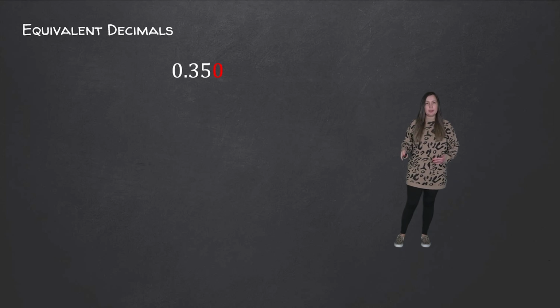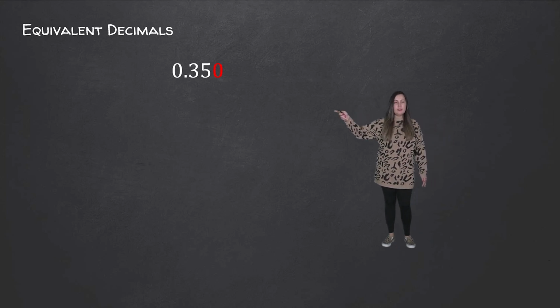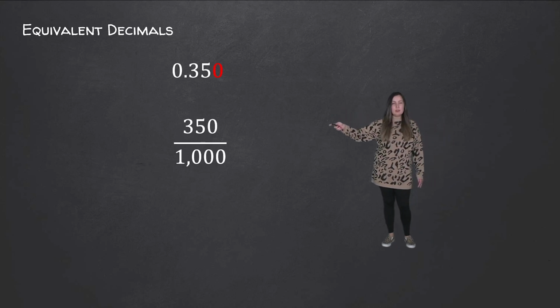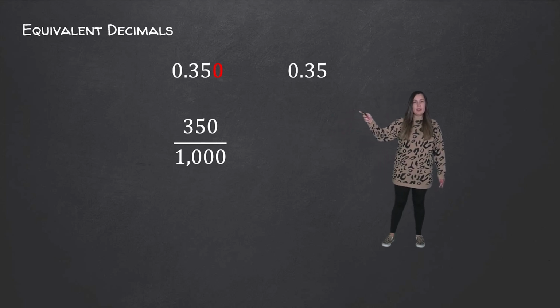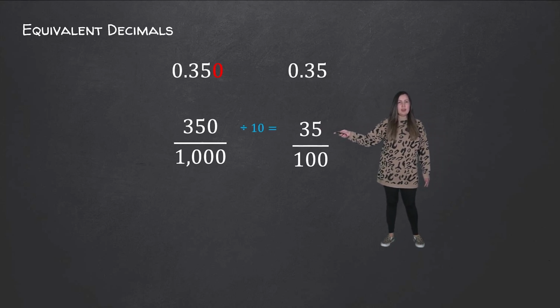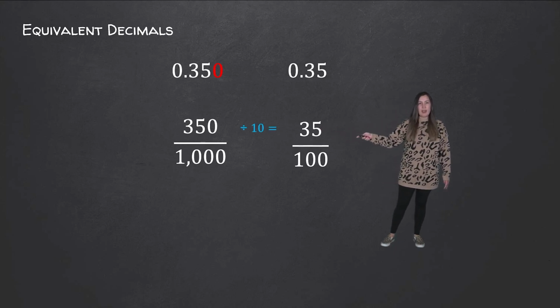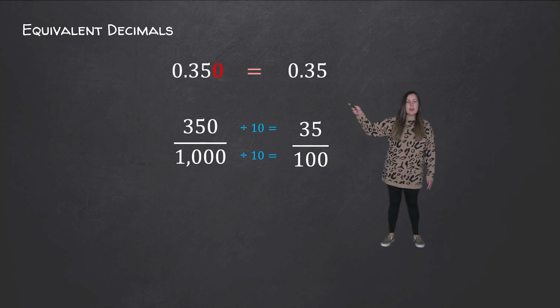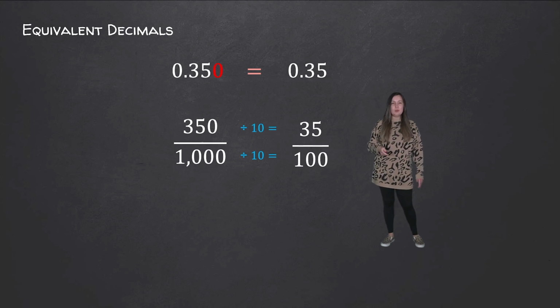Now let's go backwards. We have 350 thousandths, so 350 out of 1,000, and we have 35 hundredths. So 350 divided by 10 equals 35. Whatever we do to the numerator, we must do to the denominator. 1,000 divided by 10 is equal to 100, so that makes these two decimals equal to each other.